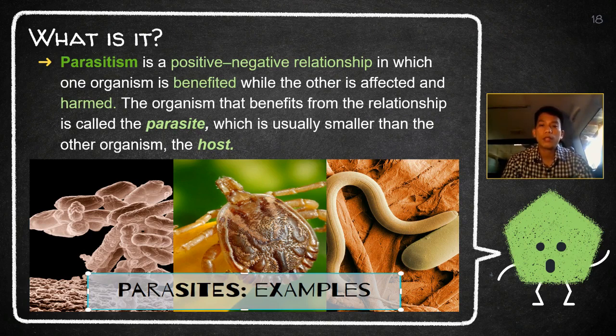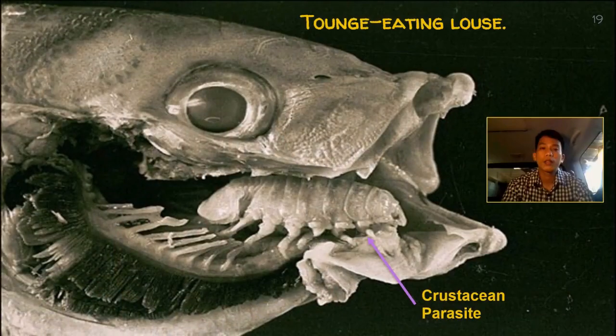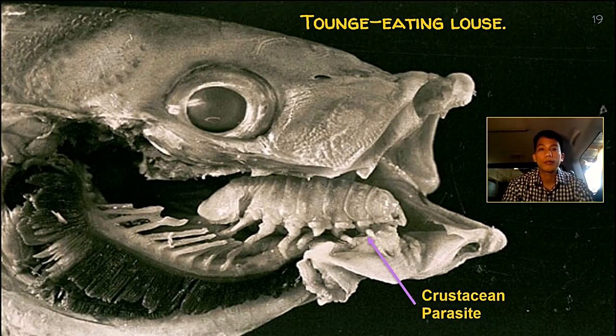We have here parasite examples, the 3 pictures here. So we have also crustacean parasites. Okay, so a tongue-eating louse. It can also block the air passage of human if this.